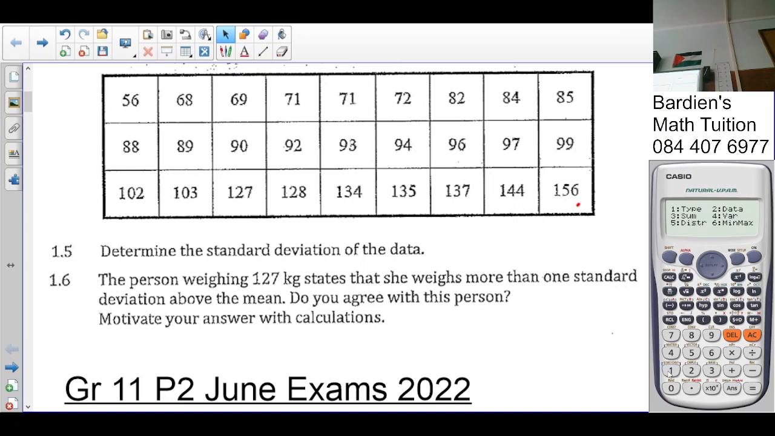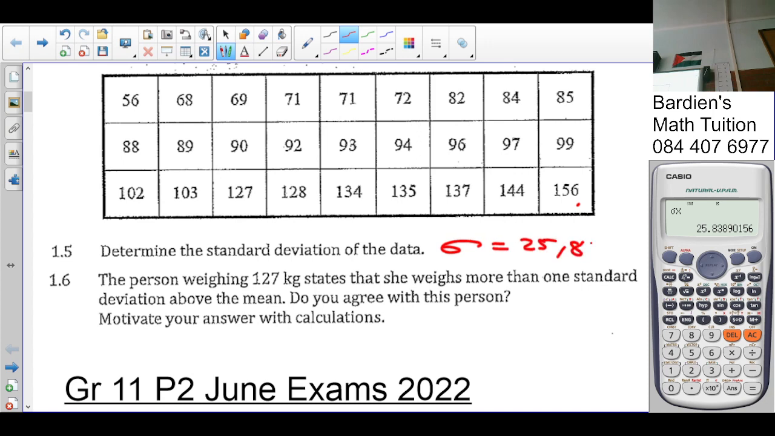So what we do is we press AC to store the information on the calculator, then shift 1, because we want to activate the stat key, the distribution there. Then we press 4 for variance. 2 is mean, 3 is standard deviation. So my standard deviation is 25,84. Is that correct? Standard deviation is 25,84. 3 marks on that question.